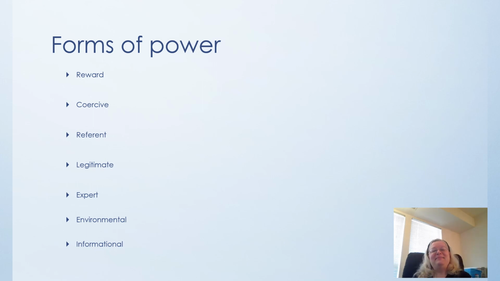Then let's look at environmental power. This is the power to control resources. Someone who has environmental power can control space and money and time and things like that. So if I'm your boss and I get to decide what size office you get, that's environmental power. If I get to decide which committee is going to get a bigger budget, that's environmental power. Anything that has to do with resource allocation is environmental power.